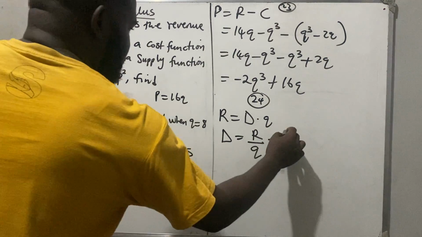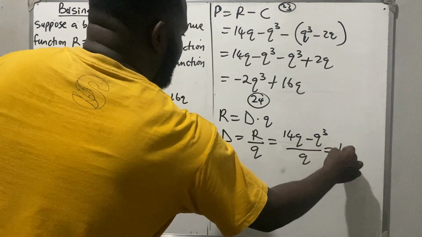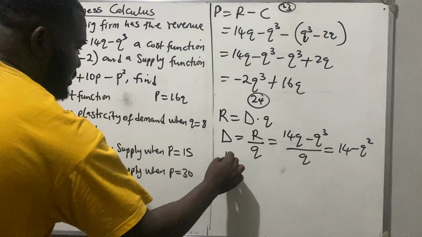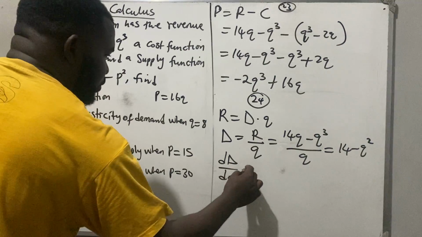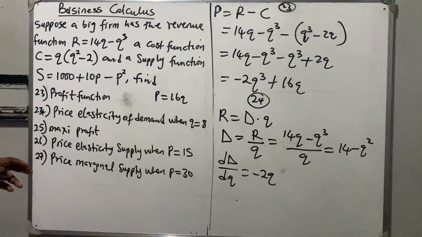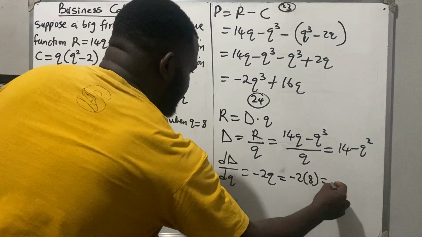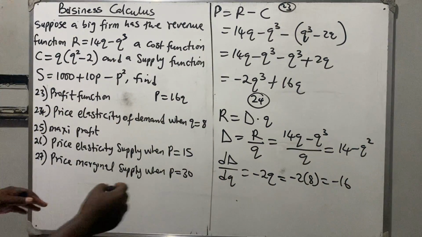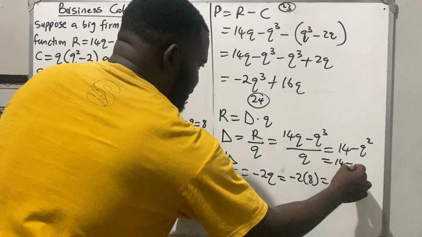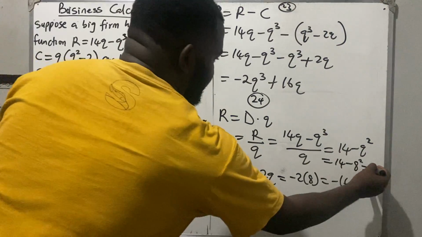What is our revenue here? 14Q minus Q cube divided by Q, which will give you 14 minus Q squared. So to get our dD over dQ will now be minus 2Q. When Q is 8, it's minus 2 into 8, which will give you minus 16. Our D here is 14 minus 8 squared. 8 squared is 64, 14 minus 64 gives minus 50.